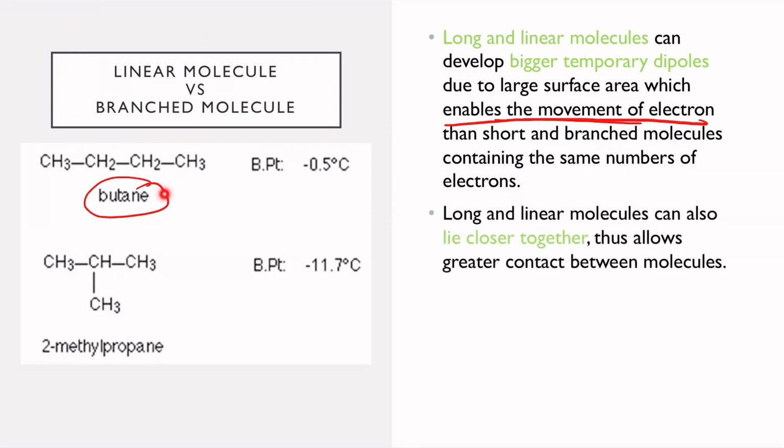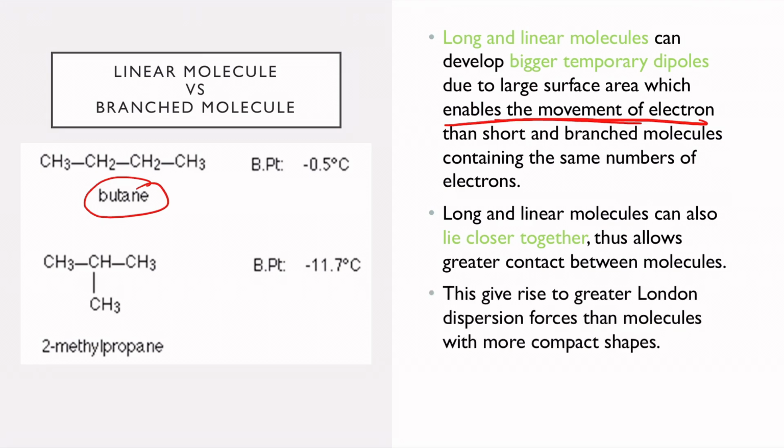So the long and linear molecules can also lie closer together. This allows greater contact between molecules. Okay, so diorang ni lebih rapat lah. They are much closer together berbanding dengan this branch molecule. Nampak tak dia macam branch ni? So it's not as close as the long and linear molecule. So less contact. So this gives rise to greater London dispersion forces than molecules with more compact shapes.